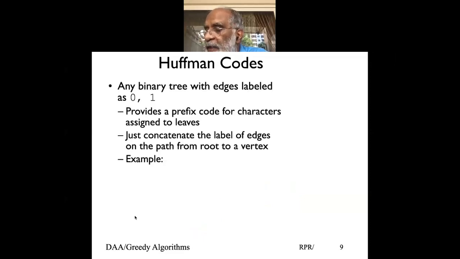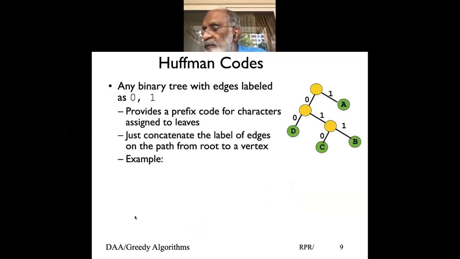So Huffman encoding, for example, let's look at the following tree. A, B, C, and D. So code for A is 1. Code for B would be 0, 1, 1. Code for C would be 0, 1, 0. And code for D would be 0, 0. And that is how my code would appear.